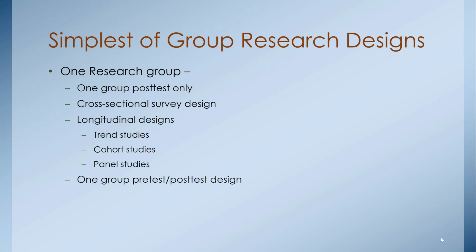We also have longitudinal designs where we look at trend studies, cohort studies, and panel studies. But these are essentially the same groups of individuals over time, so it's not a comparison. And then we can have a one group pre-test, post-test design where we actually give one group a pre-test, an intervention, and then a post-test. So these are some of the examples of one research group where you can actually look at how the dependent variable is being impacted by the independent variable without a group comparison.